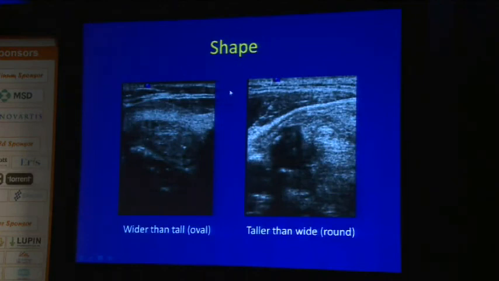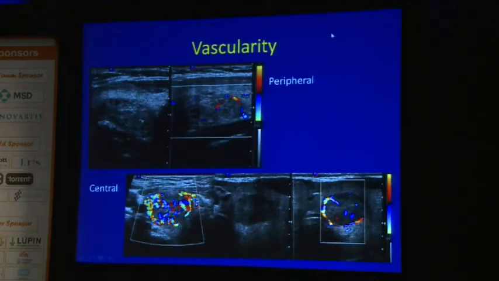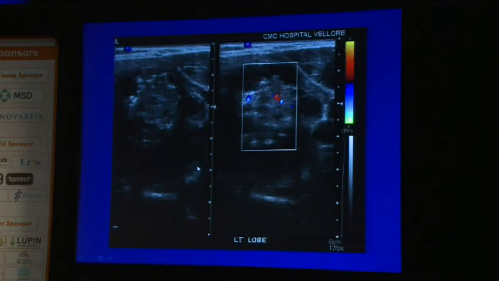The shape of the lesion is classified as being oval or round. Round meaning taller than wide, as in this lesion. The vascularity of a nodule can either be peripheral along the margin of the nodule, or it could be central, as in this case. It is not a useful sign because certain lesions which have dense microcalcifications, like a classical papillary carcinoma, may not show central vascularity. So that is the reason why in TI-RADS proposed by Kwak et al., vascularity was dropped as an important feature differentiating benign and malignant nodules.